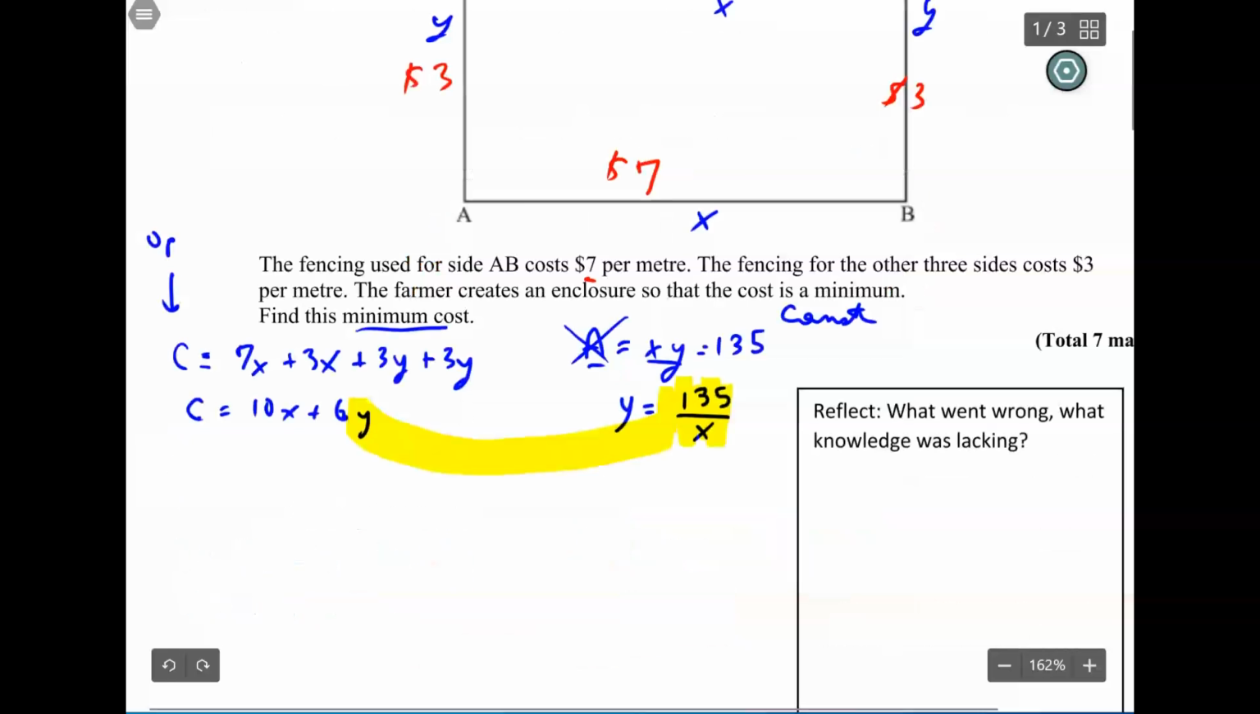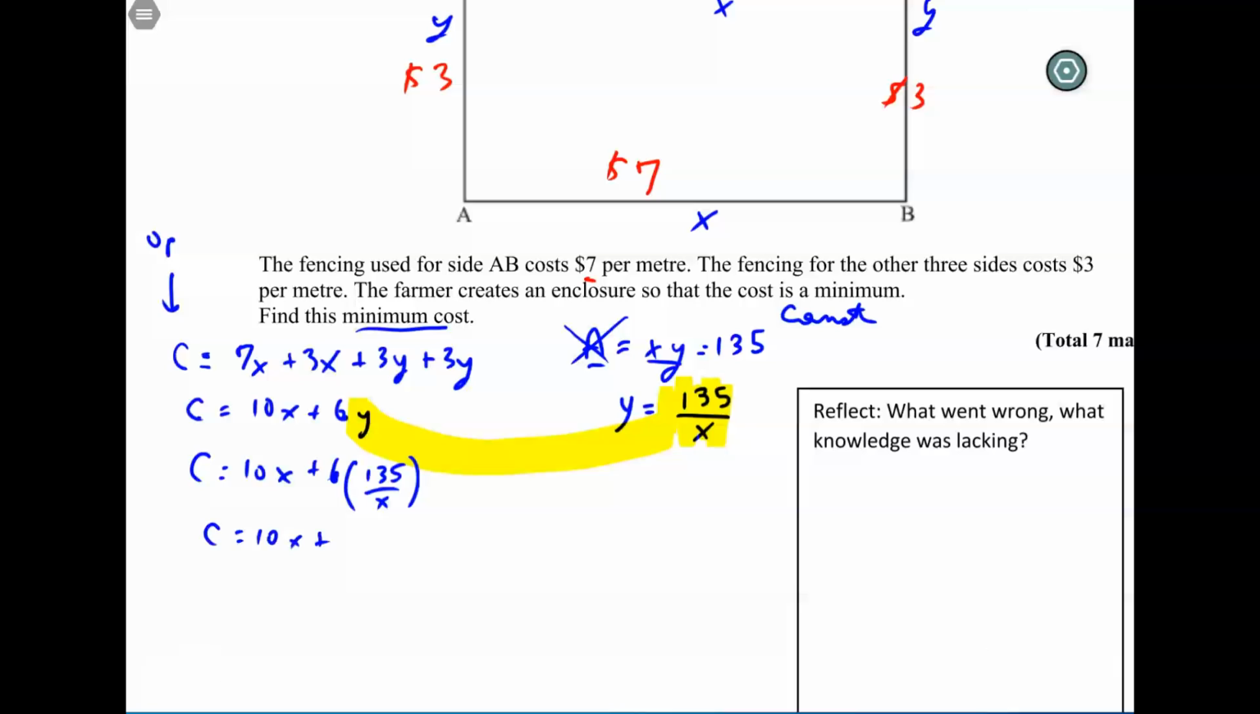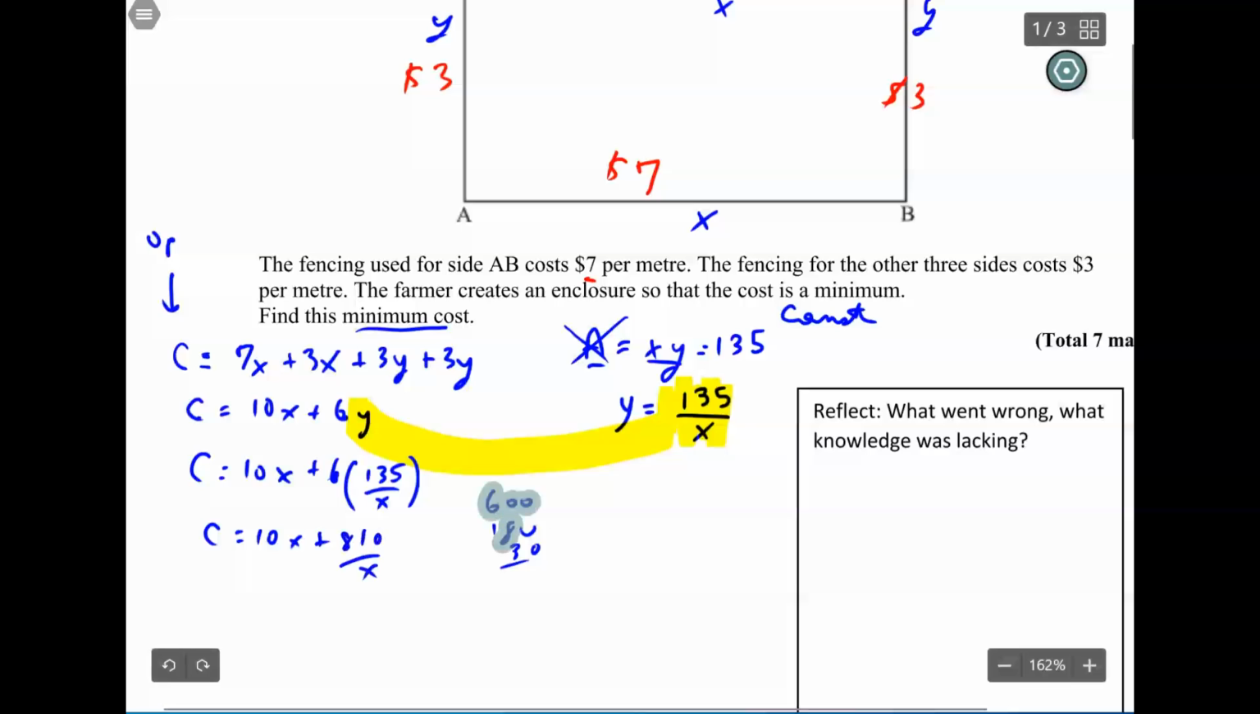So now I'm going to rewrite C, and I'm going to eliminate y by writing 135 divided by x next to it. Okay, now I have C equals 10x plus 6 times 135 divided by x. 6 times 135, this is a non-calculator problem. Oh my gosh, so it's going to be 600 plus 180 plus 30, so that is equal to 810 divided by x. Okay?